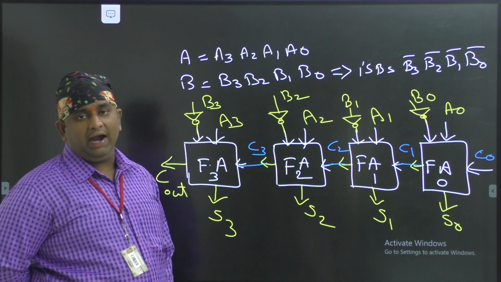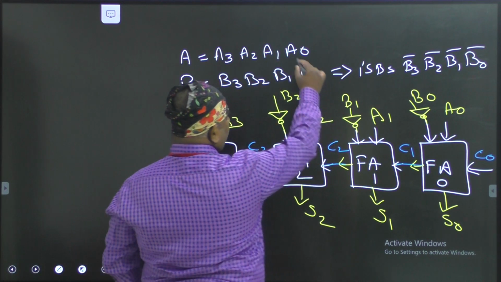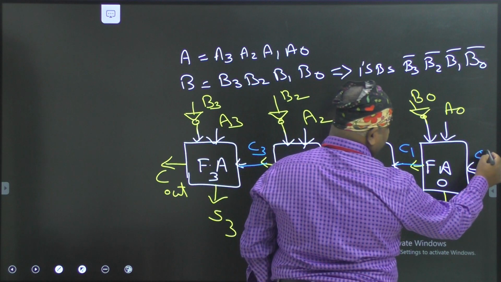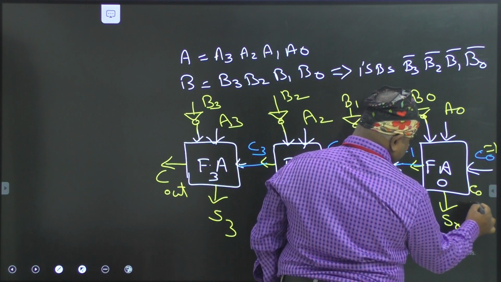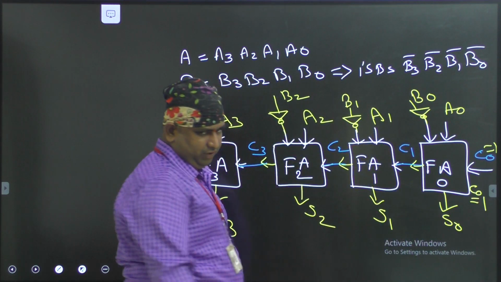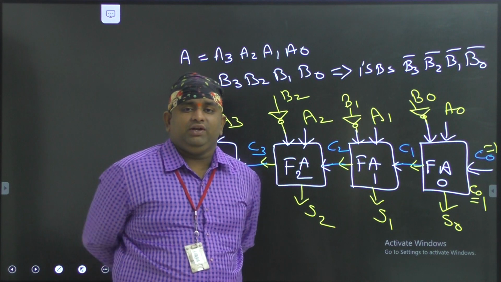Now I have to add 1 for A0, B0. So in the place of C0, I am keeping the value 1. In the place of C0, I am always writing the value 1. So I can add 1 here also. It is a very simple thing.